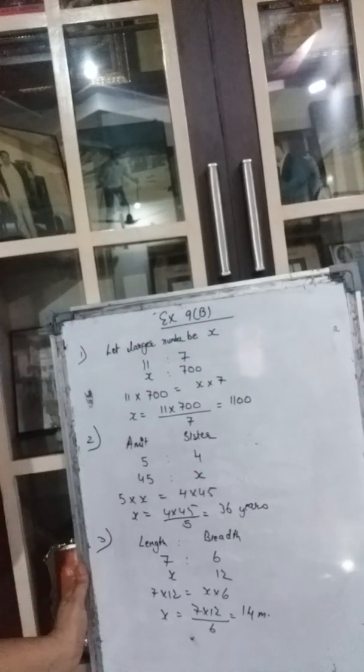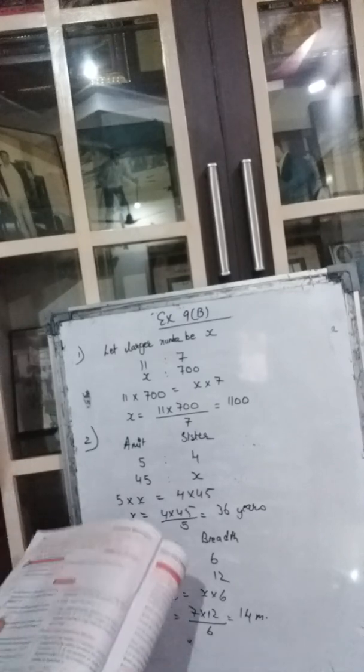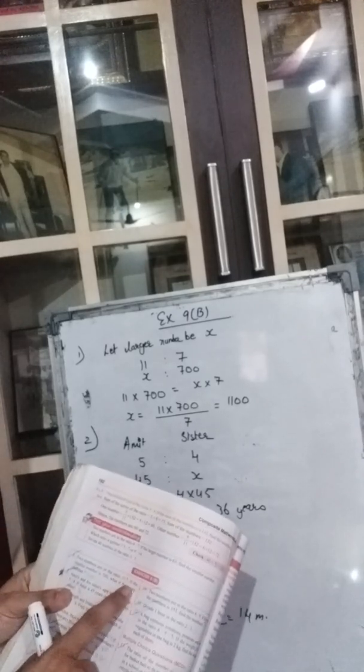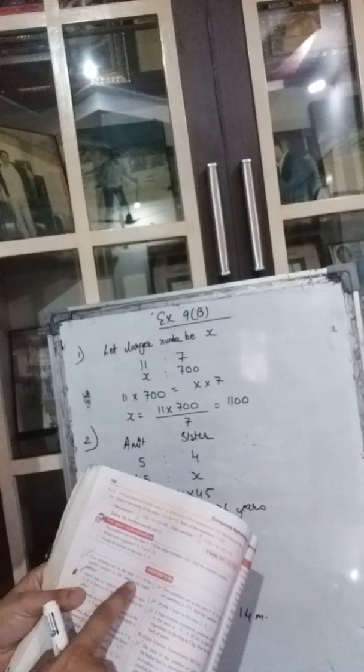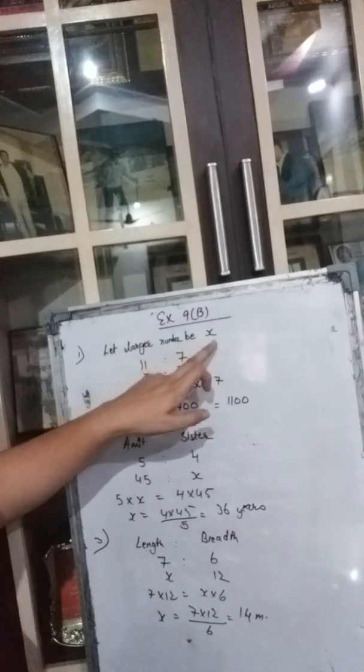Okay, that is dealing with the different word problems of ratio. So the first question here says that two numbers are in ratio 11:7. If the smaller number is 700, what is the larger number? So let's assume the larger number to be x.